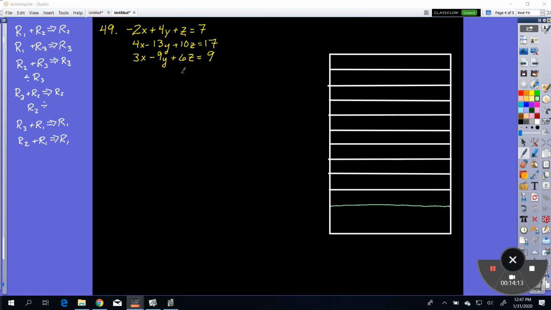Okay, so on 49, none of these have a 1 on them. So it's going to make things a little bit more challenging, but it's not impossible to do. These aren't all divisible by 2. These are all divisible by 3, so that makes things easier. I'm going to divide that all by 3. So that makes that x minus 3y plus 2z equals 3. So I'm going to rewrite this as my new first row. And then I put my other 2 below it.